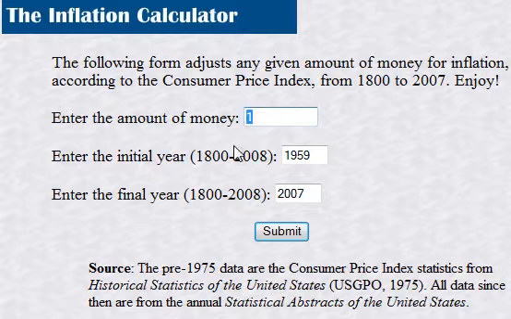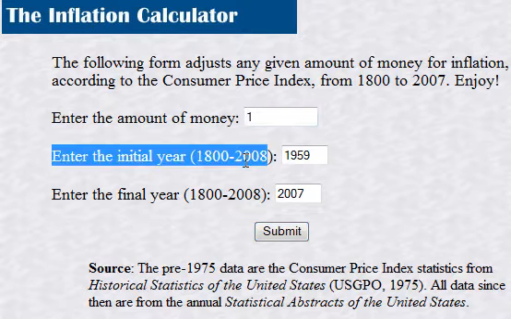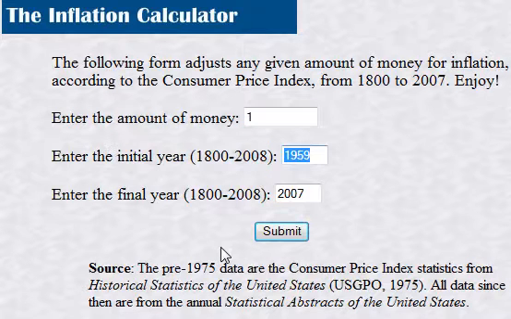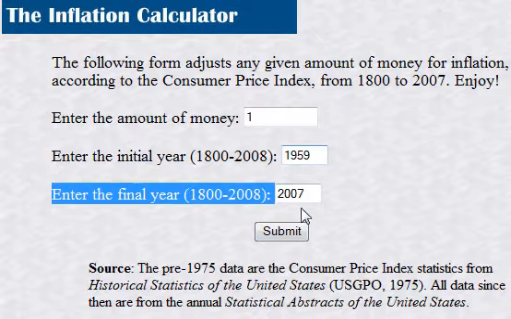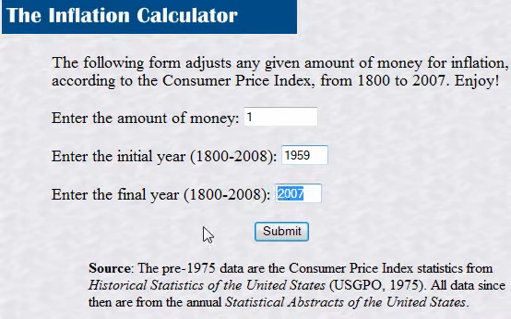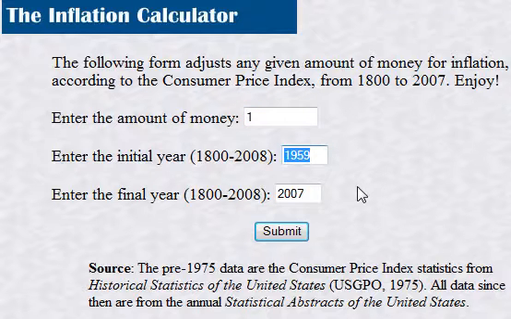I've just entered $1 here. We can enter the initial year. Let's just go with something random, 1959 here. And enter the final year, and I entered 2007 here. And if you're jumping on the website, you could click submit, you'd get some answers. I'll just fast forward to what they are right now. Essentially what did happen was $1 in 1959 was worth just 14 cents in 2007.